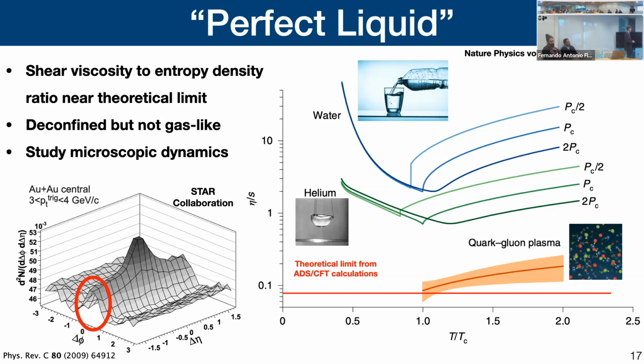And based on these observations, people have actually been able to extract the viscosity of the quark-gluon plasma. What's plotted here is the ratio of viscosity over entropy density as a function of temperature. You can see water is up here in the plot. Superfluid helium is less viscous. And then you have the quark-gluon plasma here, which is even lower. This is a very non-viscous material. In fact, there are theoretical limits shown here, from these fancy calculations, and you can see the quark-gluon plasma is near this limit. That's why they call it a nearly perfect fluid.